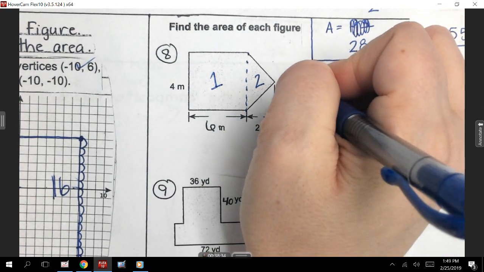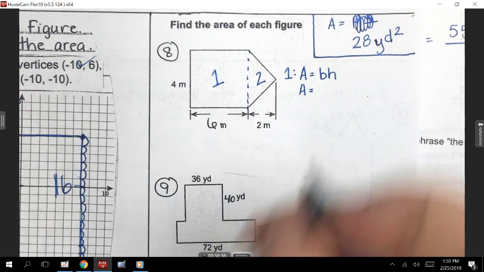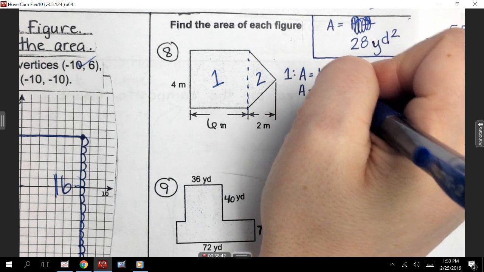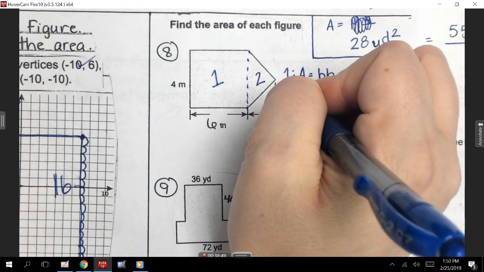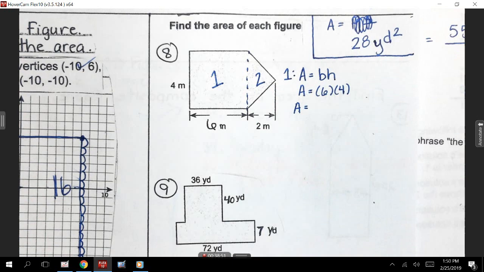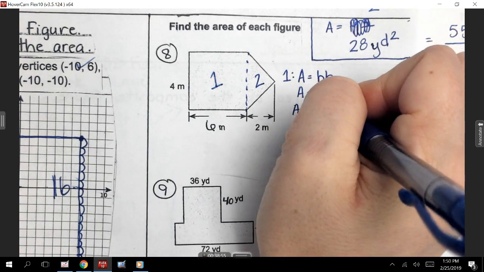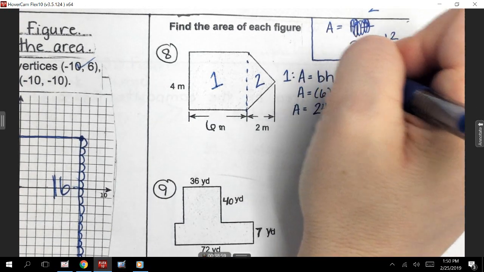So on that rectangle, what's the base and the height? 4 and 6. I'm going to use 6 as my base, 4 as my height. On a rectangle, does it matter though? No, because they're both right angles. 24 meters squared.